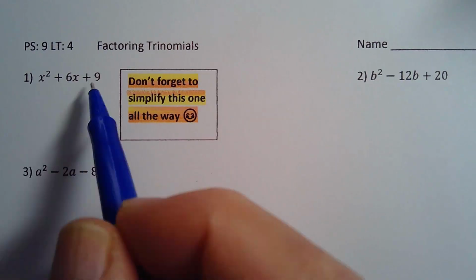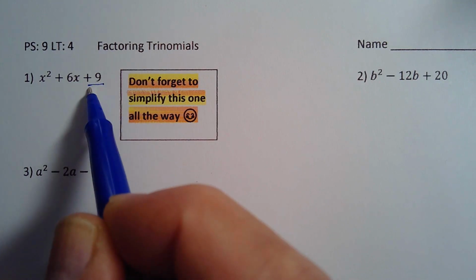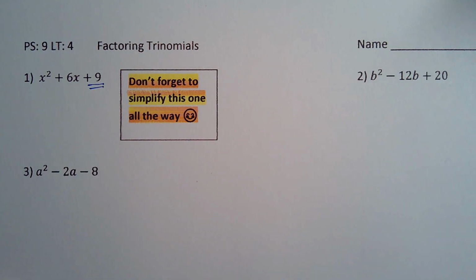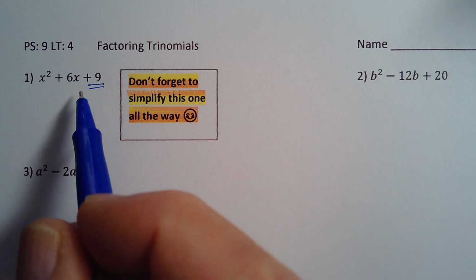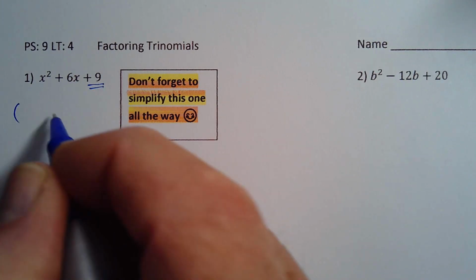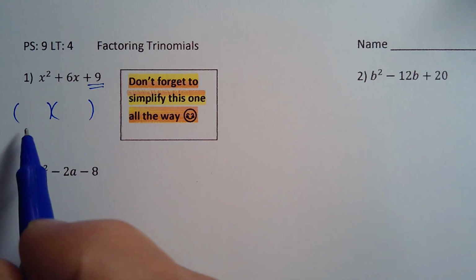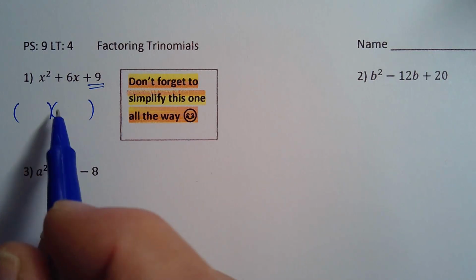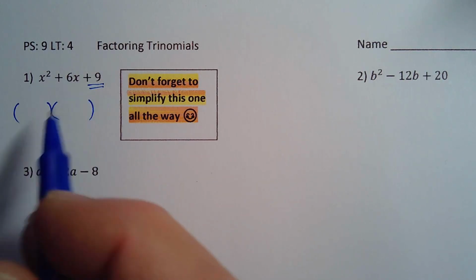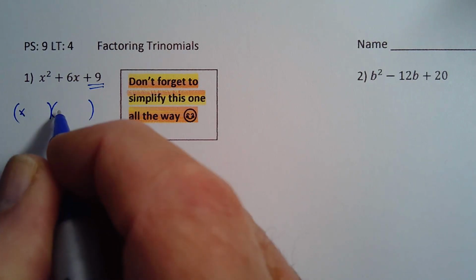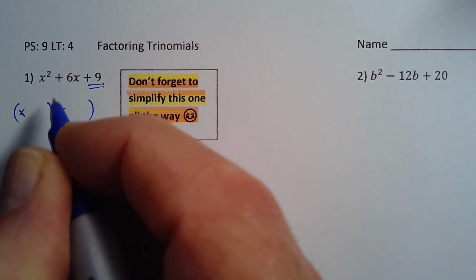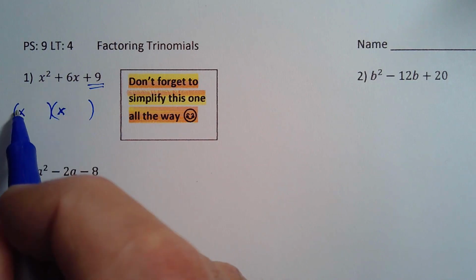So I look at the last number, and that is 9, and it's a positive 9. So I'm going to start by putting my two sets of parentheses. This is going to factor into two linear binomials. This is a quadratic trinomial, and so I'm going to put x and x right here. That gives me my x squared term.